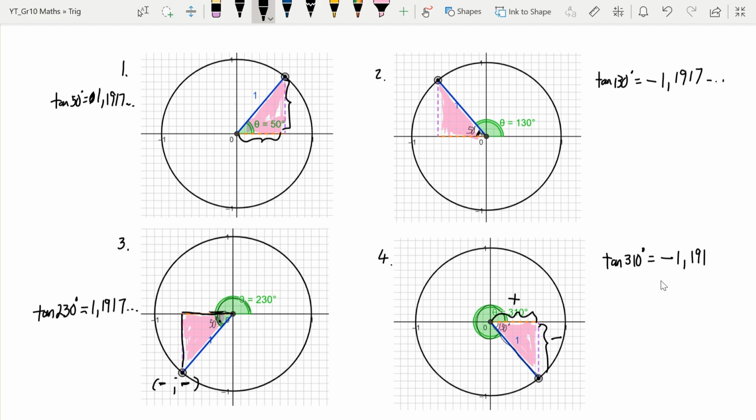Using your trig ratios on the Cartesian plane. Now let's get on to doing some problems and seeing how we're going to use all these ideas.